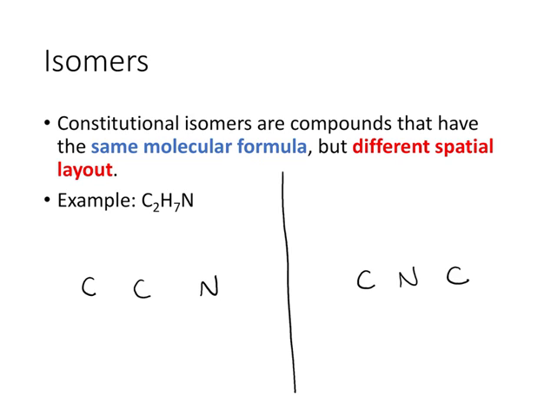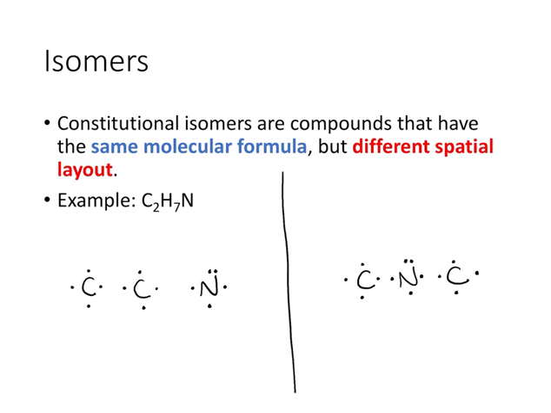So remember, carbon has how many valence electrons? 4. So I'll just give each carbon 4 valence electrons. What about nitrogen? How many valence electrons does nitrogen have? 5. So I'll give the nitrogens 5 valence electrons.